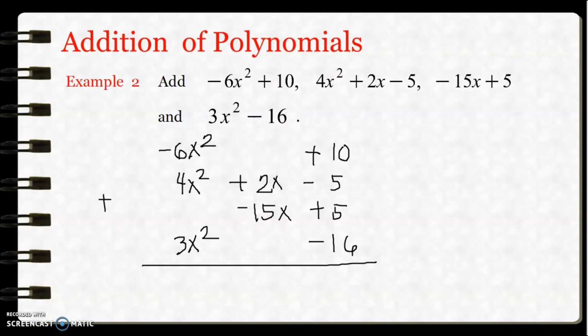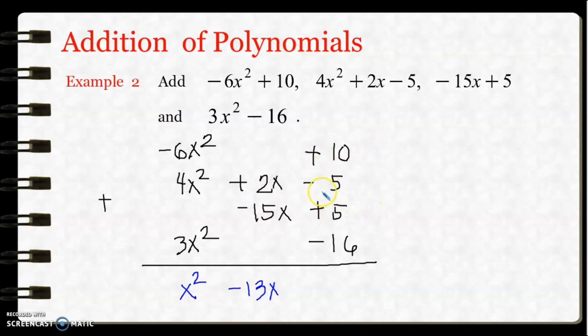So, we now have negative 6 added to 4 and 3 is 7. So, negative 6 and 7 is 1. And take note, we do not write 1. Instead, we write x squared. Next is 2 and negative 15. 2 and negative 15 will give us negative 13. Copy x. So now the constant terms, 10 and 5 here is 15.